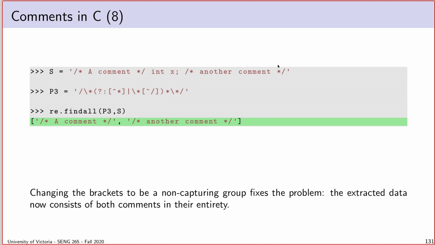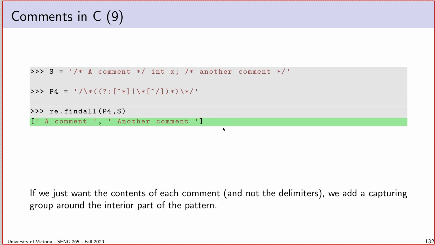Now, the task, though, was to pull out the contents. I only actually want this stuff. So I need to write something in my regular expression to only pull out the interior of the comment. And I can do that by adding a capturing group around the contents. So here is the /*, here is the */. I only want everything between them, and so I put round brackets around everything in the middle.